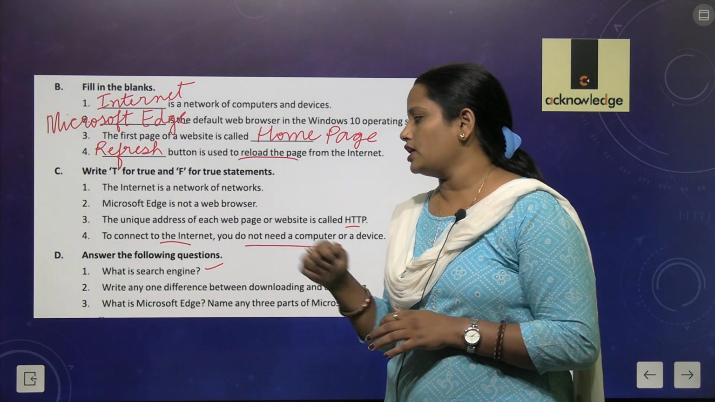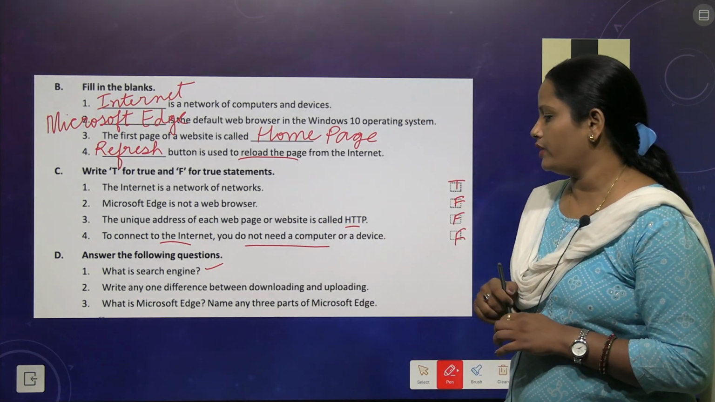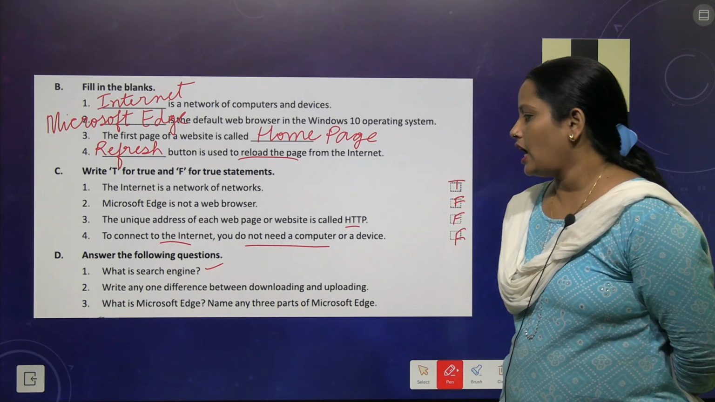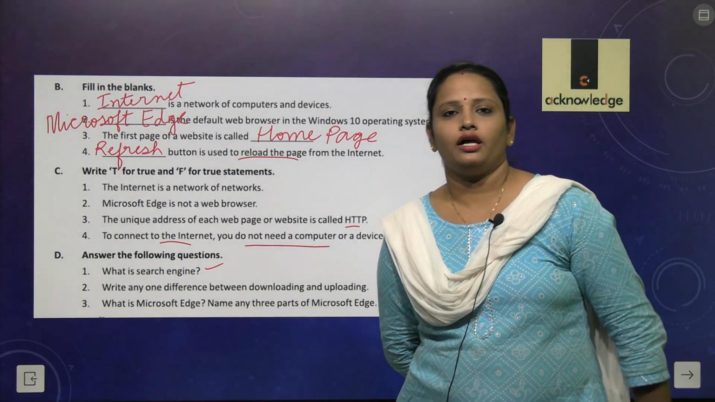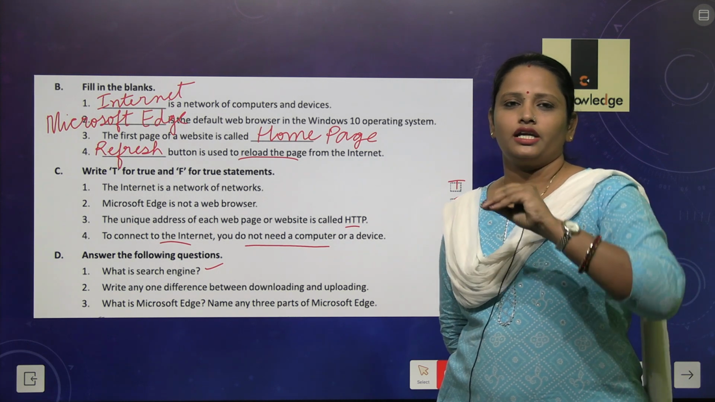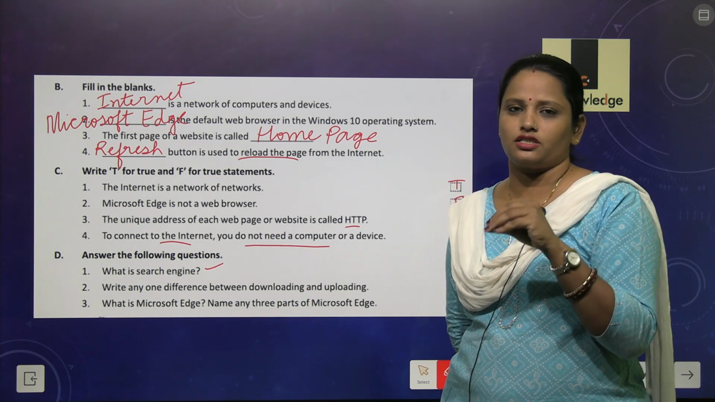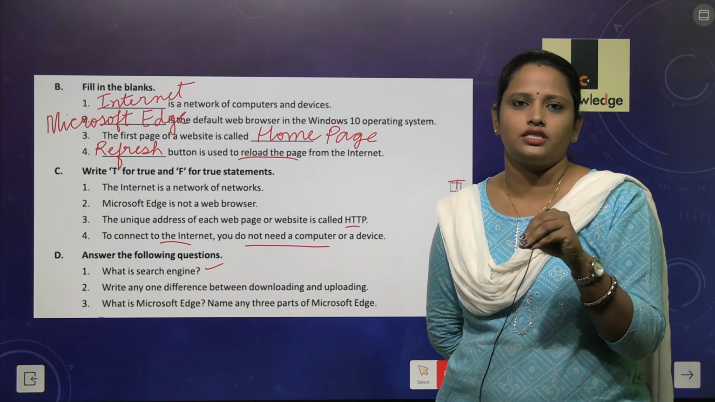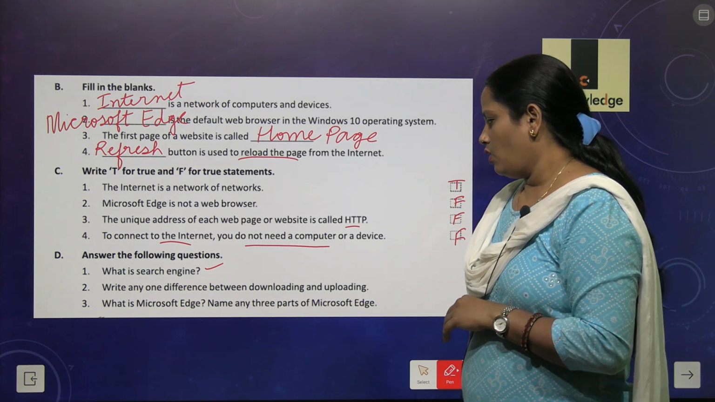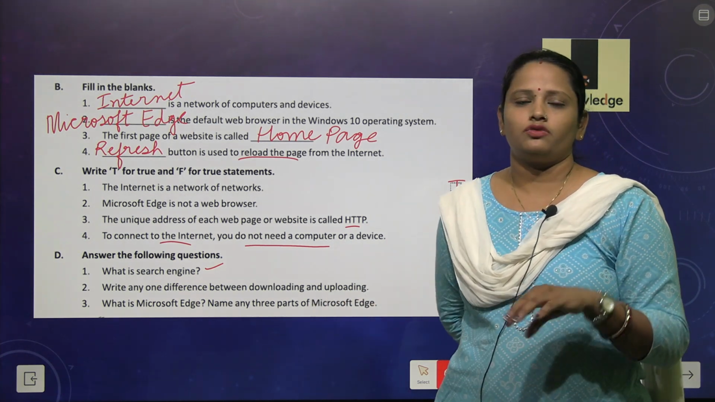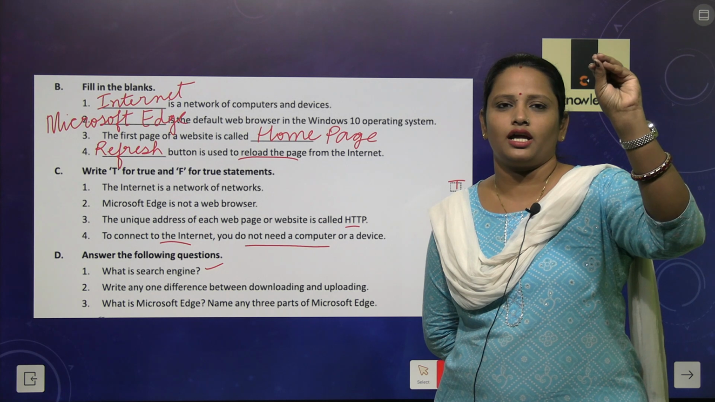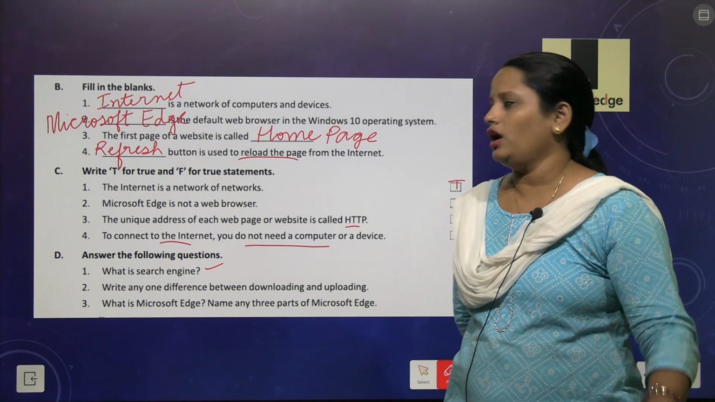Next question is, write any one difference between downloading and uploading. Downloading means the server is giving us information and we are taking that information from the server. The server is sending something to us and it is being downloaded to our computer. That is downloading. Uploading means we are putting something from our computer and it goes to the server through the internet, and this is called uploading.